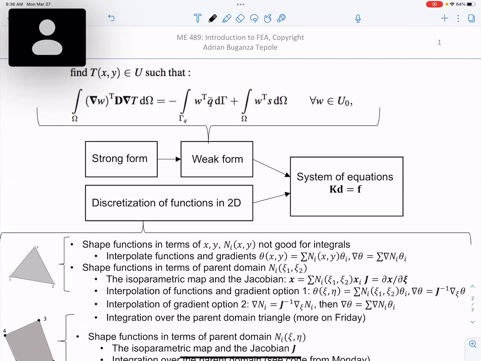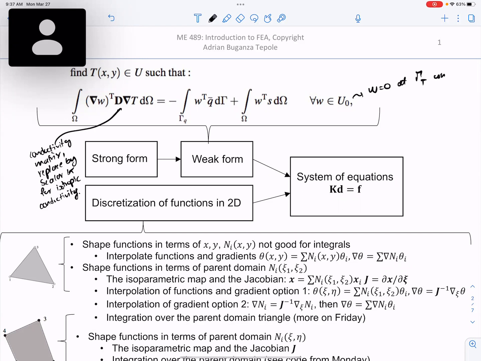If you remember what the weak form of the heat transfer problem is, this is the same that I had in the last set of slides: the integral of the gradient of W times D, the conductivity matrix, times the gradient of the temperature. But again, for the purpose of this class, we're only going to do a scalar, for isotropic conductivity. It equals minus the integral over the boundary Γ_Q of the shape functions times the fluxes, plus the integral over Ω of the weight function times the source term. And this has to be true for all the W's that vanish at the boundary, so basically W equals 0 at Γ_T, where temperature is known.